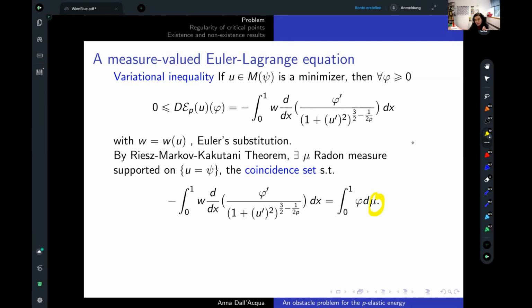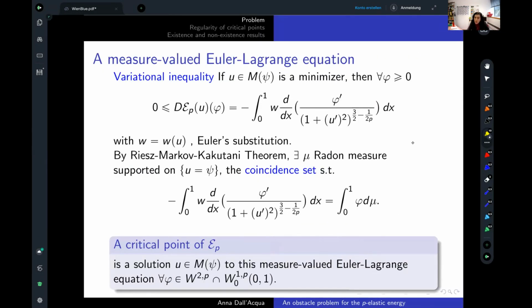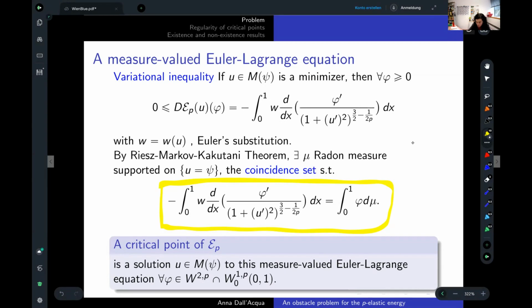In general, we are interested in regularity of critical points. So we define a critical point for the p-elastic energy as a solution in our admissible set, so that we keep above the obstacle, of this measure valued Euler-Lagrange equation, such that this equation is satisfied for all phi in W^{2,p} intersection W^{1,p}_0. And now the question is, if we have a critical point, which regularity does it have? Can we understand which qualitative property does it have?